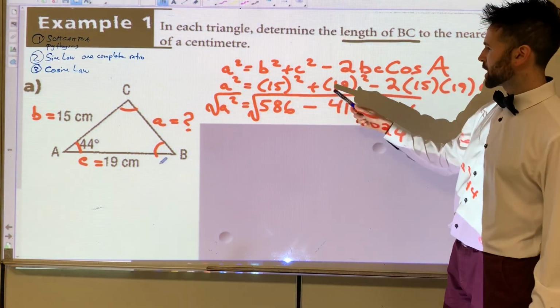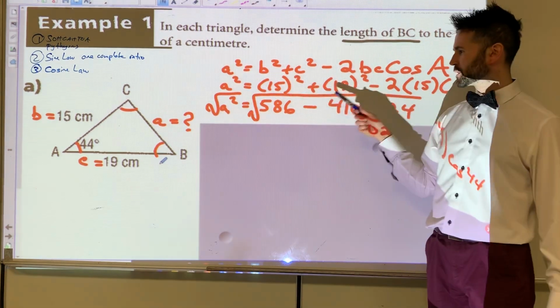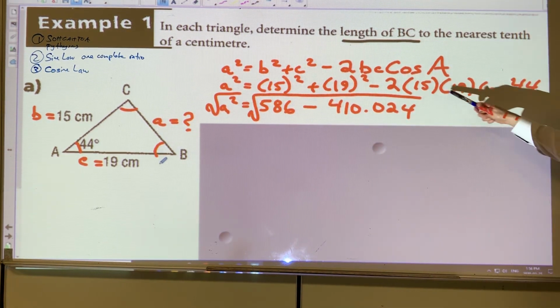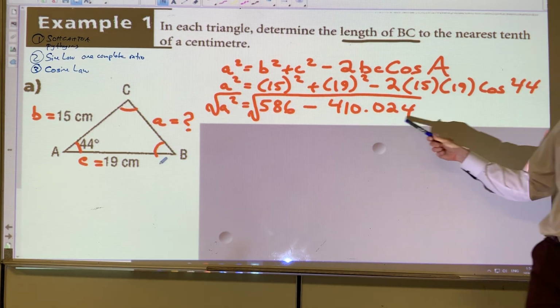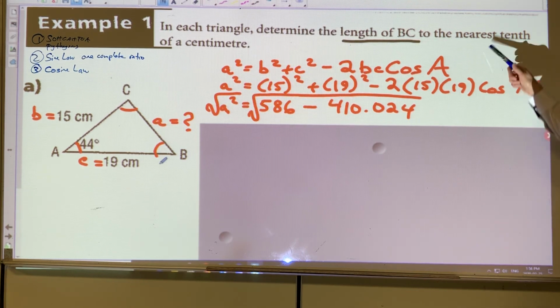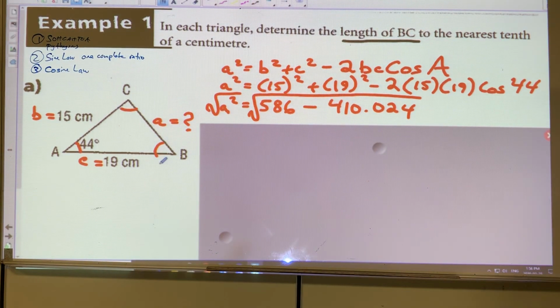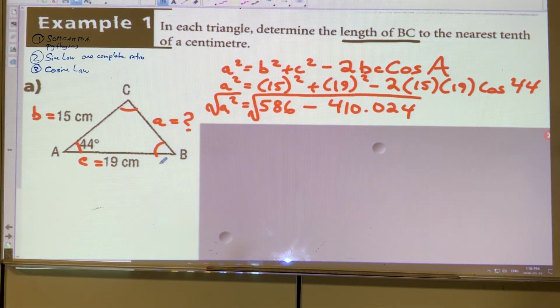So the 15 squared plus the 19 squared, that's 586. I recommend that you actually do that on your calculator and then write that number down. And then because we have all the numbers here, I did 2 times 15 times 19 times cos 44, and that's what I got. And always keep at least 1 decimal more than what they're asking you to round to. So if it's the nearest 10th, I just kept 3. If you keep 4, your answer is still going to round to the same thing, but you've got to keep at least 2, okay? You've got to keep 1 more than what you're rounding to.